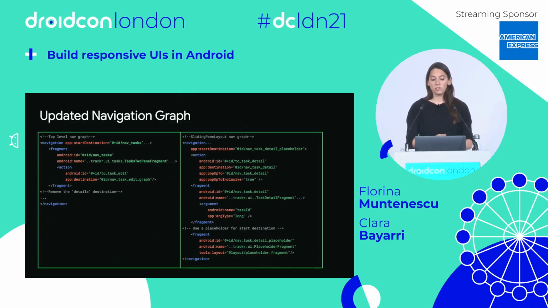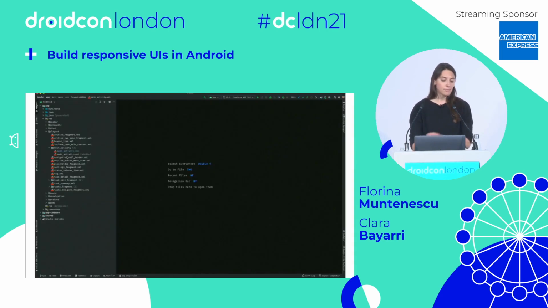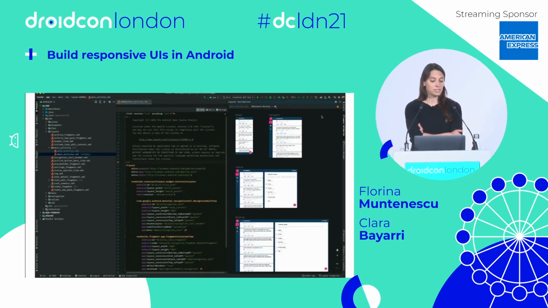Next, I'll add a new navigation graph specifically for the sliding pane layout. And then finally, I'll handle the sliding pane layout nav controller configuration logic in my two task pane fragments called Kotlin code. Okay, with these changes made to our application, I think this will look much better across different device form factors. So first, we're looking at the layout validation for the main activity, and everything seems to be looking right. So we see the right layout for each reference device in one view.